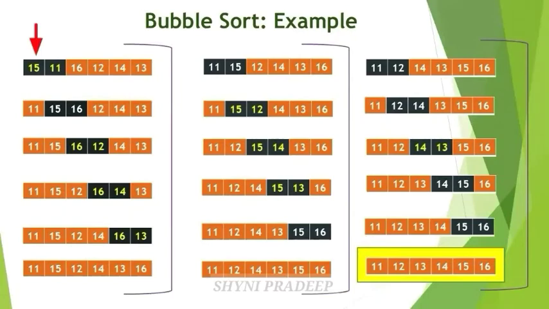So this is the current element, and it is greater than the next element, so we have to swap them. Interchange those values: 11, 15. So what is the next pair? These two. Compare these two values. 15 is less than 16, so no need to swap them, because the current element is less than the next element.